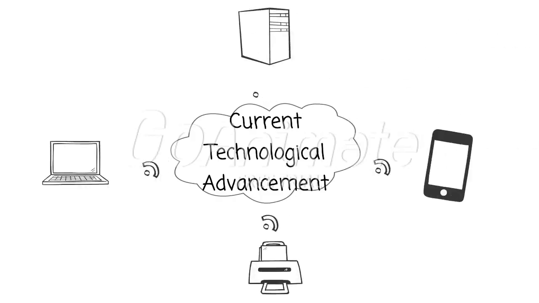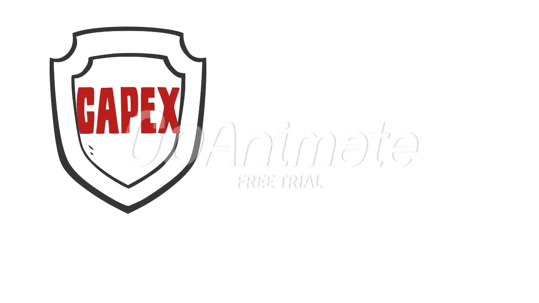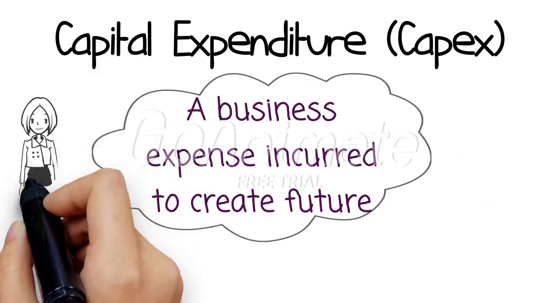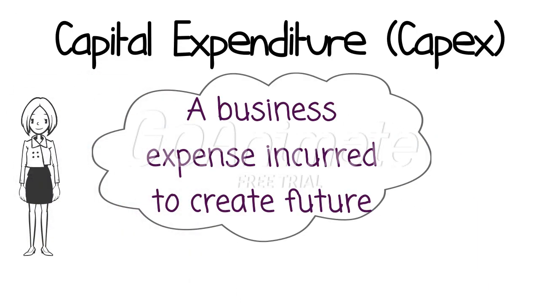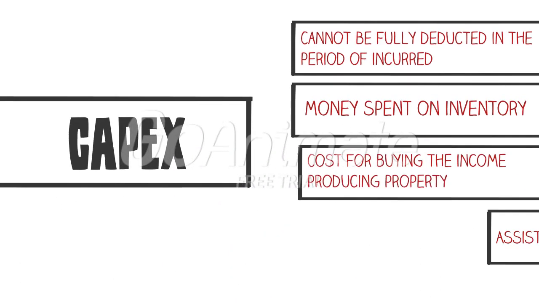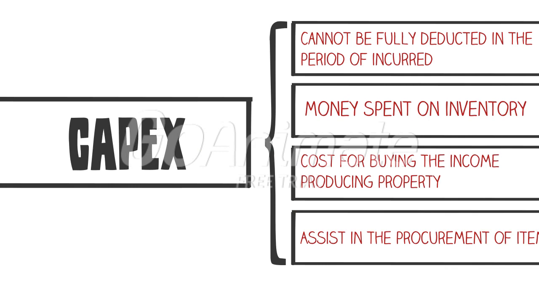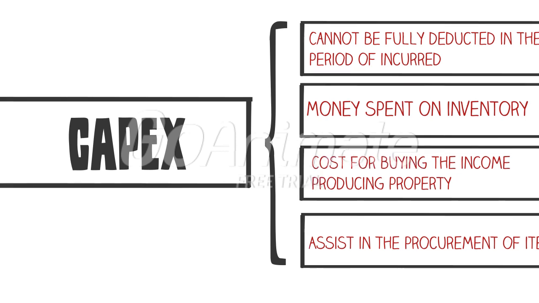Next, we are going to discuss current technological advancement. CapEx and OpEx. Capital expenditure, or CapEx, is a business expense incurred to create future benefit. For example, acquisition of assets that will have a useful life beyond the tax year. CapEx cannot be deducted in the period when it was incurred. Tangible assets are depreciated and intangible assets are amortized over time. Money spent on inventory falls under CapEx.